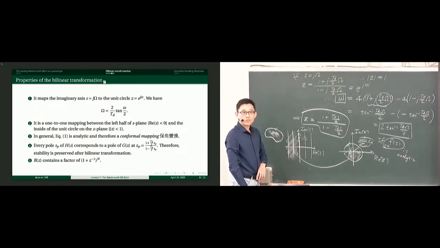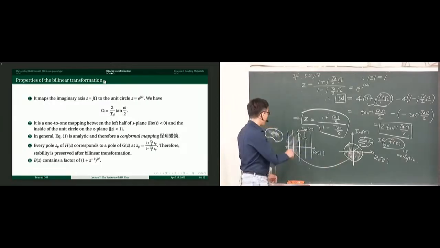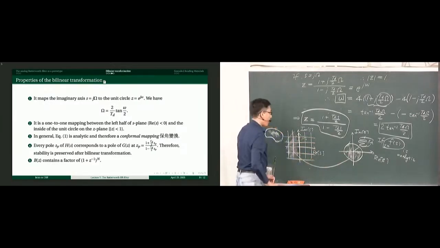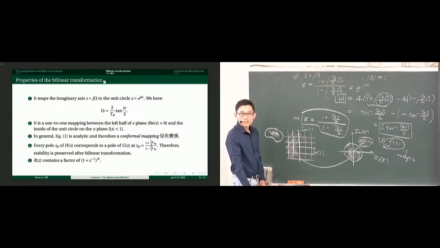You can find out the expression. Straight lines are mapped to circles, and horizontal straight lines are also mapped to circles. So we have two families of circles, okay? And the angle should be preserved.